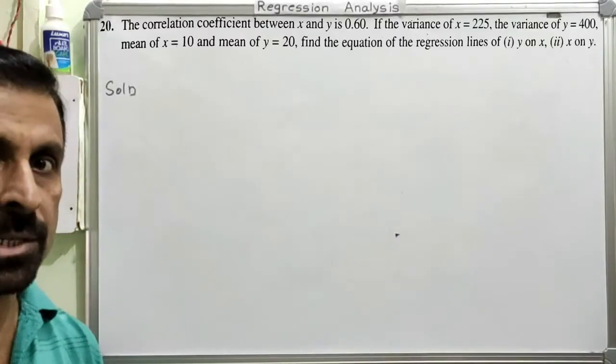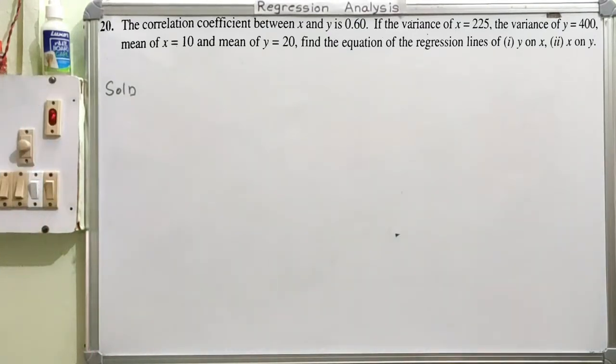Next question is number 20. Look at the board. The correlation coefficient between x and y is 0.60. If the variance of x is 225 and the variance of y is 400, the mean of x is equal to 10 and the mean of y is equal to 20, find the equation of the regression line of y on x and x on y.